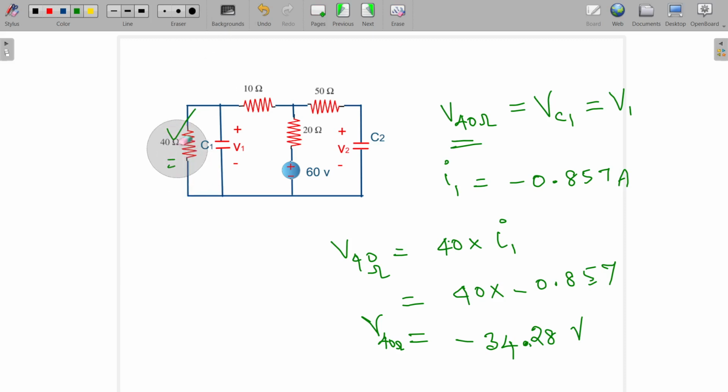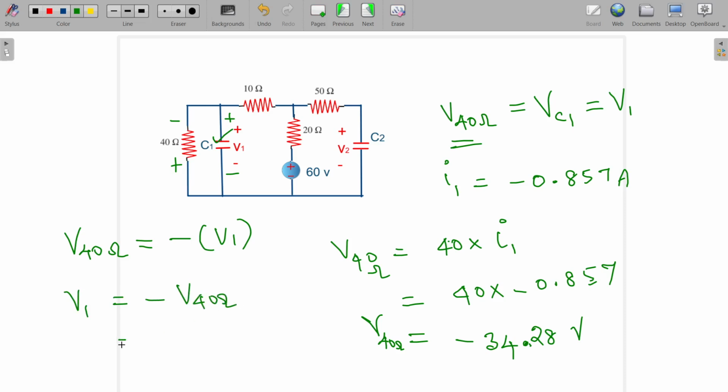But one more thing you have to consider here: I have taken this polarity as plus and minus here, which is just opposite to that of the capacitor voltage V1, because it is considered as plus and minus here. So this V40, with this polarity, is equal to minus of V1. Or V1 is equal to minus of V40, so this is equal to 34.28 volts. This much voltage will be appearing across the capacitor. So this is one answer for us.